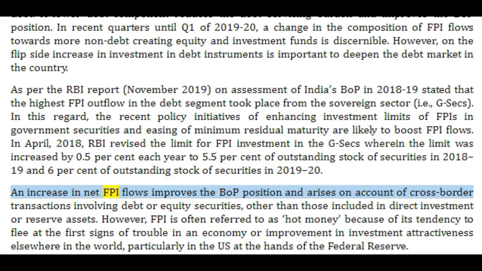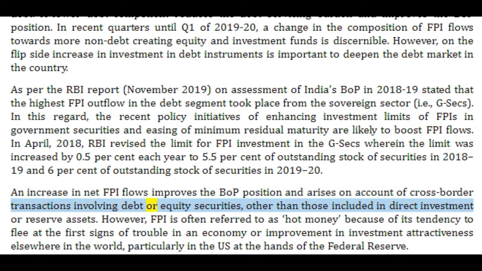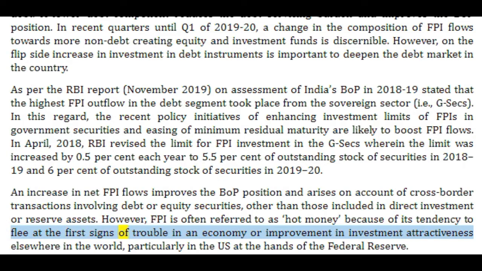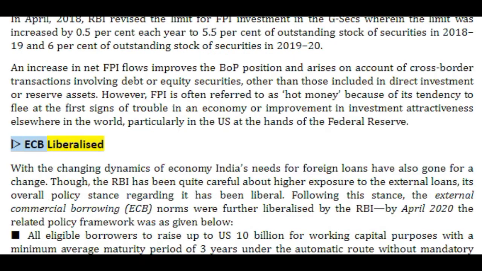An increase in net FPI flows improves the BOP position and arises on account of cross-border transactions involving debt or equity securities other than those included in direct investment or reserve assets. However, FPI is often referred to as hot money because of its tendency to flee at the first signs of trouble in an economy or improvement in investment attractiveness elsewhere in the world, particularly in the US, at the hands of the Federal Reserve. ECB liberalized.